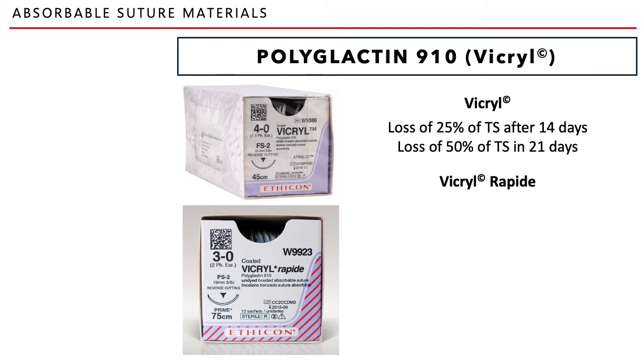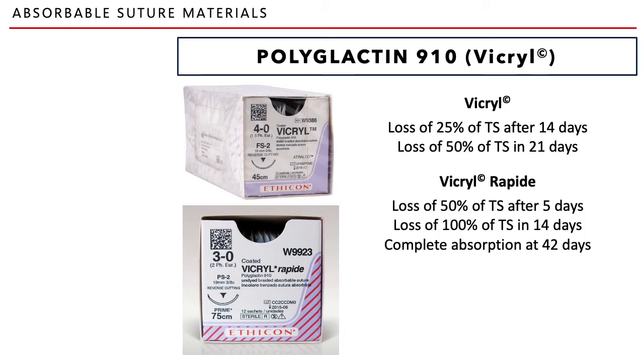I don't know which it is. It is absorbed faster, I guess. Loss of 50% of tensile strength after 5 days. Loss of 100% of tensile strength in 14 days. And complete absorption at 42 days. So these are for rapidly healing parts of the body. Gums, for example, the tongue. So this is actually what dentists use.